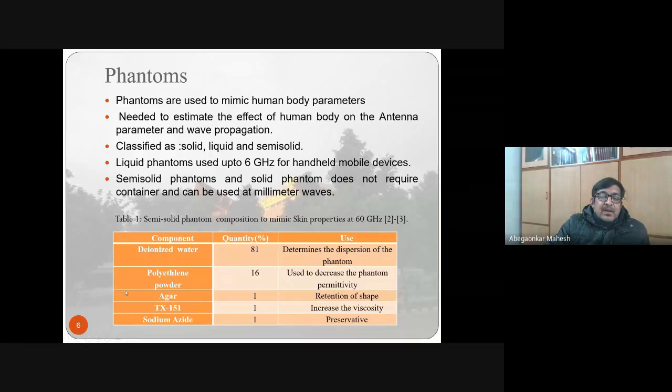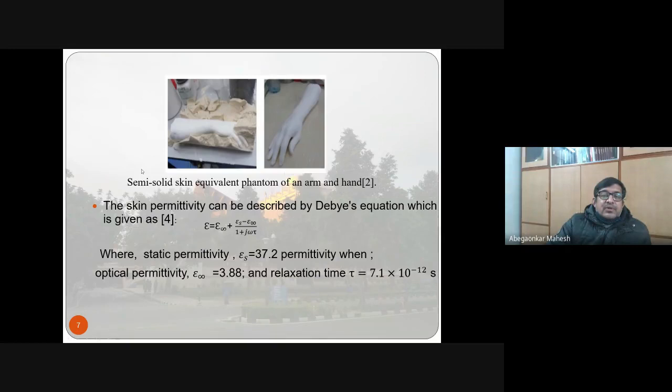So these are the typical materials that are used to make a semi-solid phantom. It is not a completely solid phantom, but a semi-solid phantom. So when we mix all of this in the given proportions, the net material that we will get will have properties very close to the human body properties. So this is a semi-solid skin equivalent phantom of an arm and a hand. Right? So this is how the semi-solid phantom will look. You can actually shape it. It is like you do a plaster to your hand with that material. Remove that plaster and it will work as a phantom.